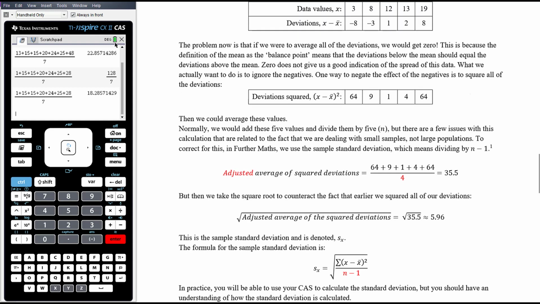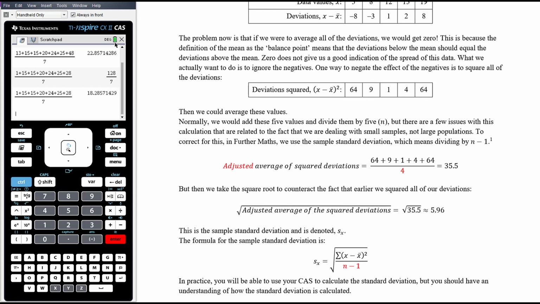However, there is a slight statistical issue with that, a slight computational issue, and it's to do with the fact that in further maths we're usually dealing with small samples of data rather than large populations of data. And so in further maths we use something called the sample standard deviation, which means that we divide by the number of pieces of data minus 1. Here we've got 5 bits of data, so n equals 5, which means n minus 1 equals 4. So we're going to add up all those squared deviations and divide them by 4.